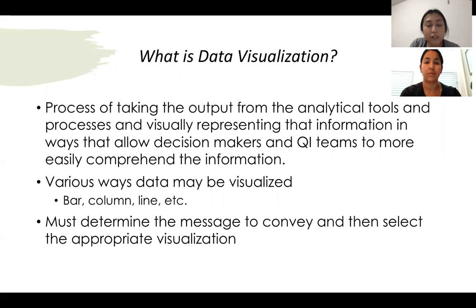So what is data visualization? The definition of data visualization is the process of taking the output from analytic tools and processes and visually presenting that information to help in decision making. There are different ways that data can be visualized. Some examples are bar, column, and line graphs. You must determine what information and messages you want to show to people, and then you can decide the appropriate types of charts or graphs for it. There are specific types of charts for different information to be effective.